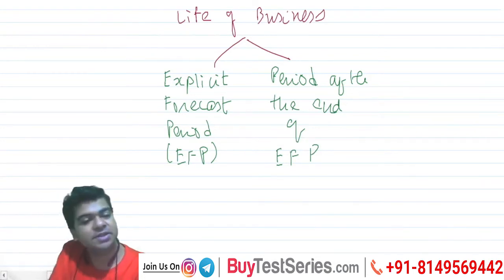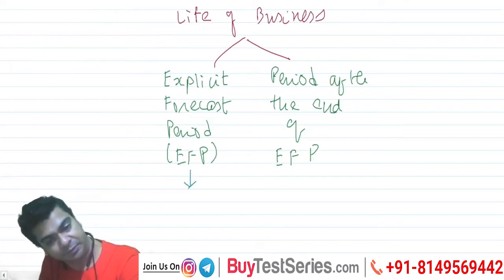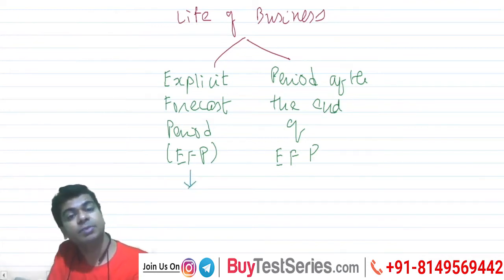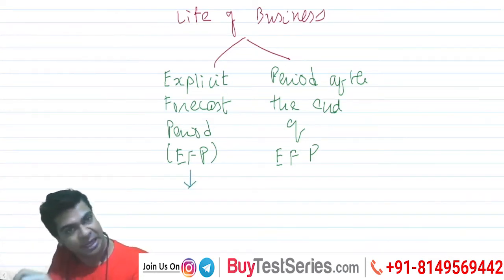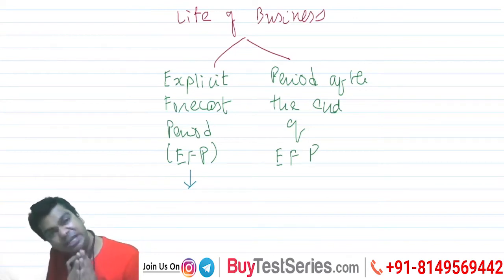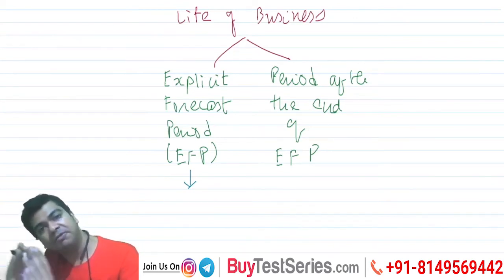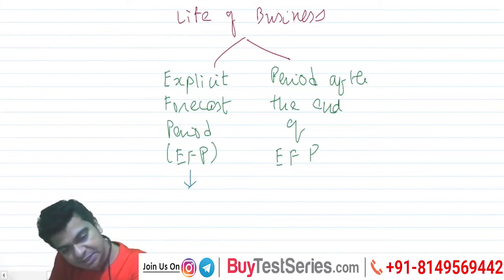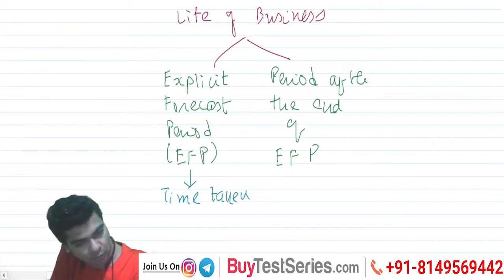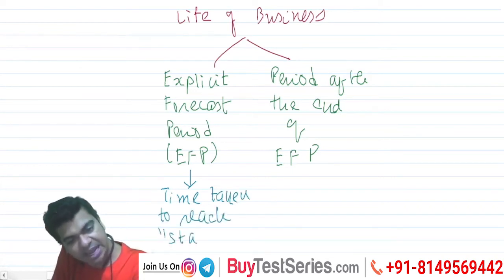Question that arises is that what is explicit forecast period? Explicit forecast period is the time that will be taken by a business to reach a stable growth phase, right? We will say this is time taken to reach stable growth phase.